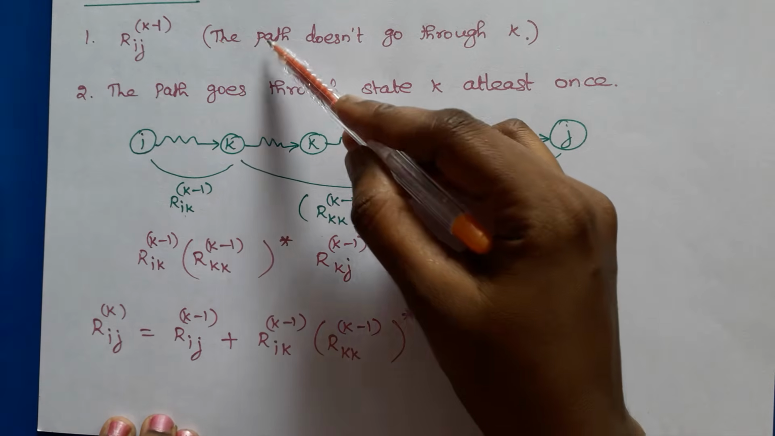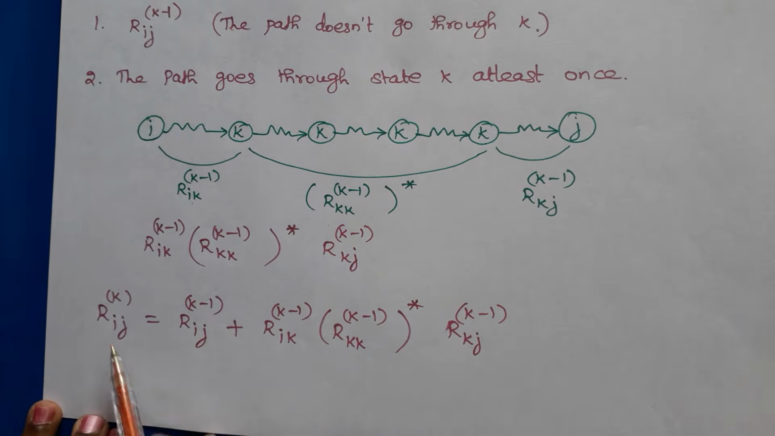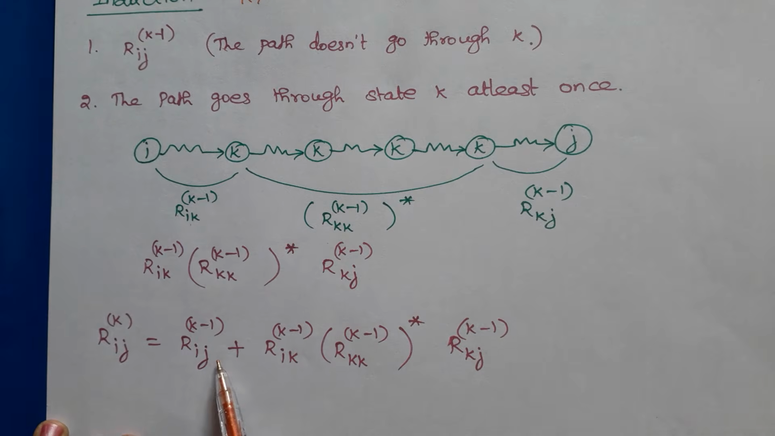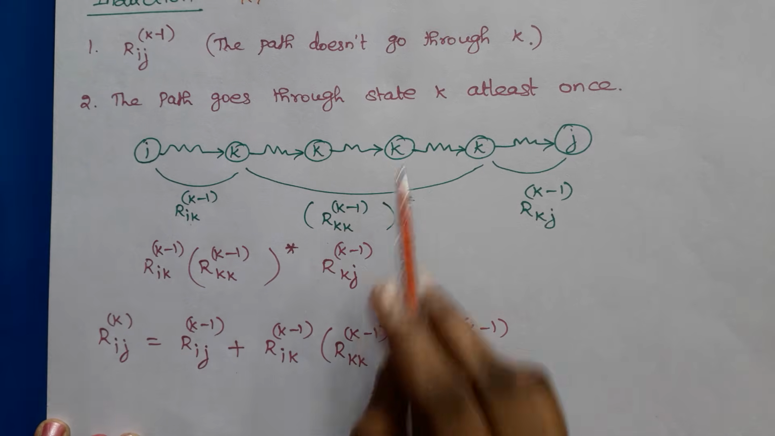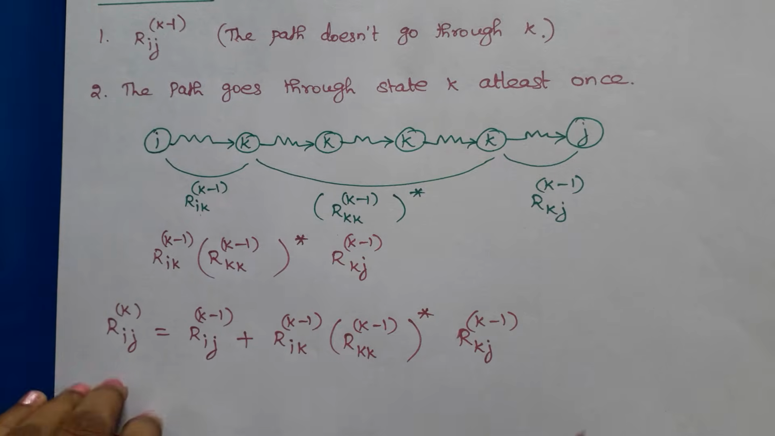Now we have to combine the first and second cases. So Rij to the power k is equal to Rij to the power k minus 1 plus this expression. The path does not go through k at all, union, the path goes through k one or more times, any number of times.